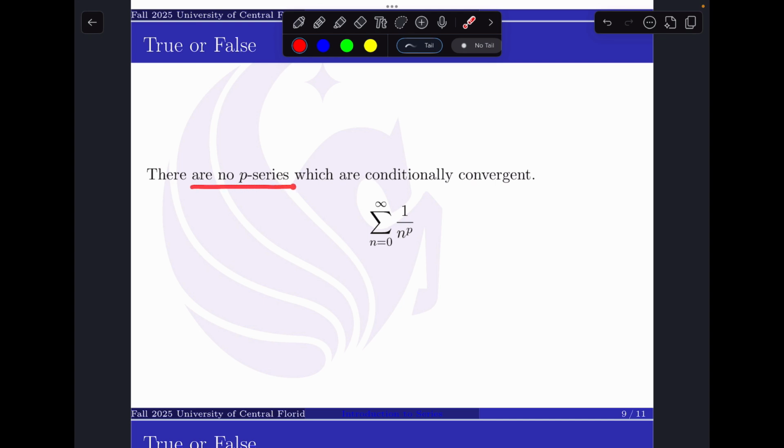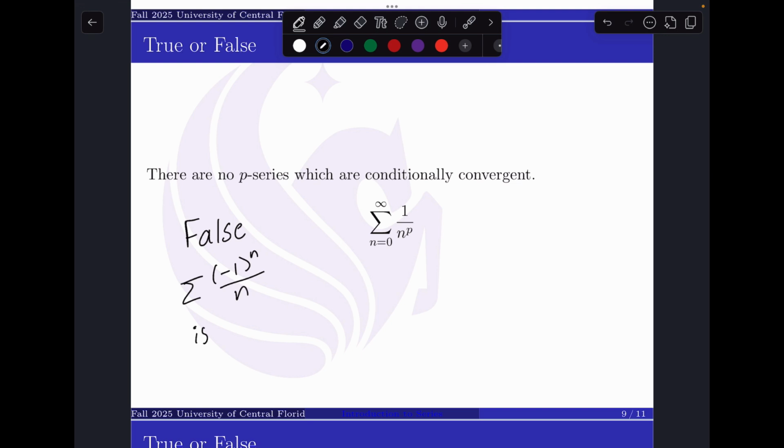Next, there are no p-series which are conditionally convergent. This one is false. We just showed that the series (-1)^n over n is convergent. But if I take the absolute value of the terms, I get the regular harmonic series, and that guy is divergent.